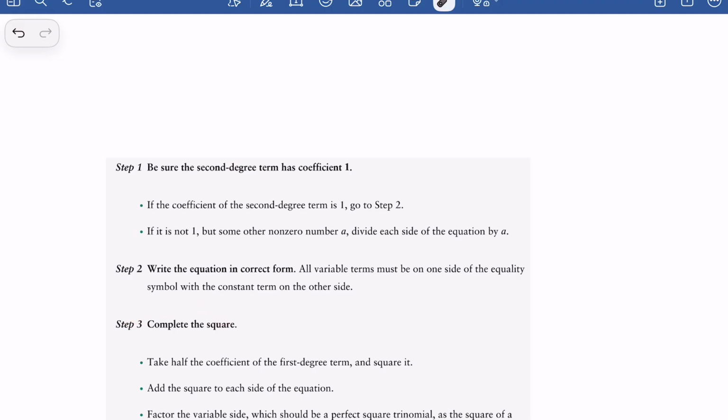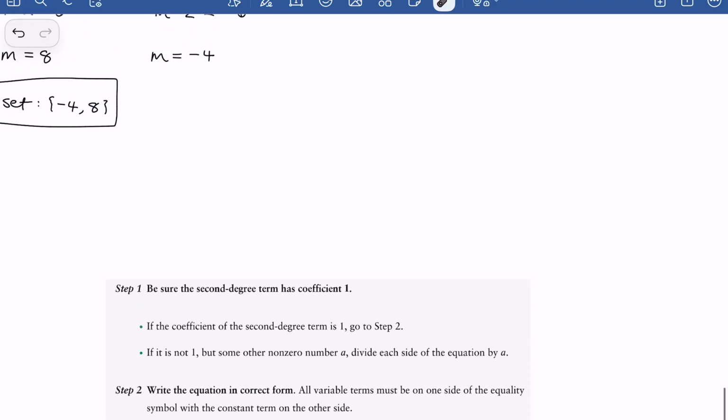Now in step 3, we want to go ahead and complete the square. So we're going to proceed like how we saw in the last example. We're going to take half the coefficient of the first degree term and square it.